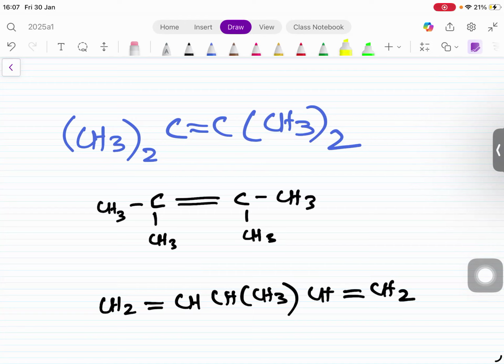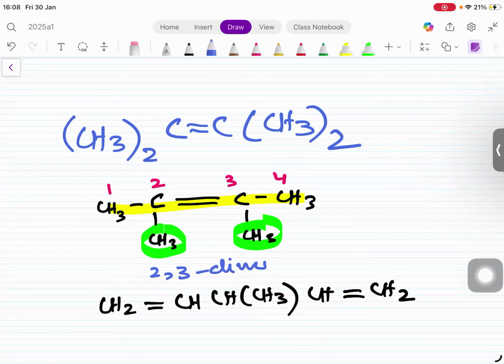So how many carbons in the chain? 4. 1, 2, 3, 4. So this is what? Butene. But there are 2 methyl. At which carbon? 2 and 3. So this is 2,3-dimethyl. When anything comes in twice in organic chemistry, you have to put di before its name. So but-2-ene.